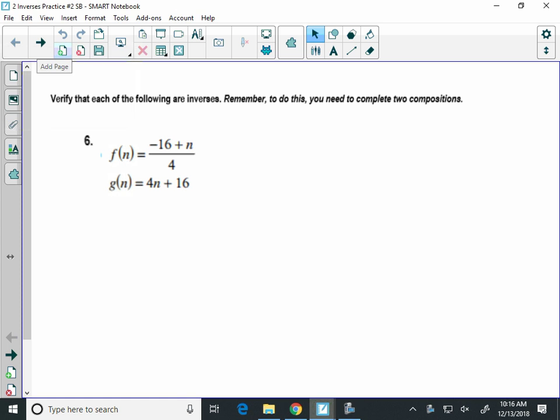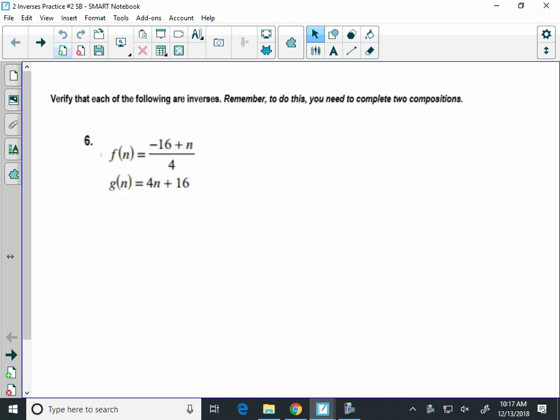All right, this is the inverses practice number 2 video. I only have 2 questions on here. We're going to do number 6 and number 7 just to make sure that we can find our inverses and do the composition. So number 6 says verify that these two functions f and g are inverses.